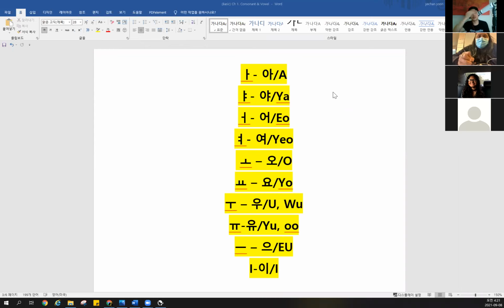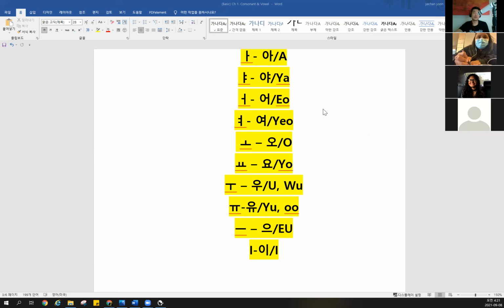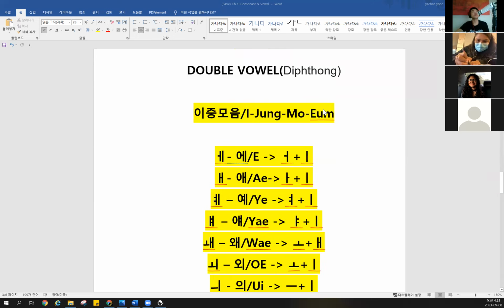If you have a stable intonation and also stable pronunciation, then they are going to listen more carefully. Okay, so that was the single vowel. We also have a double vowel, but we don't use the word 쌍모음. 쌍모음 sounds like a kind of curse word to South Koreans.